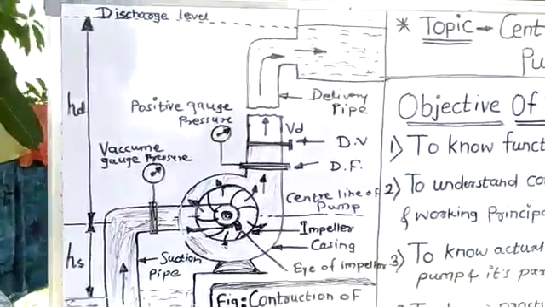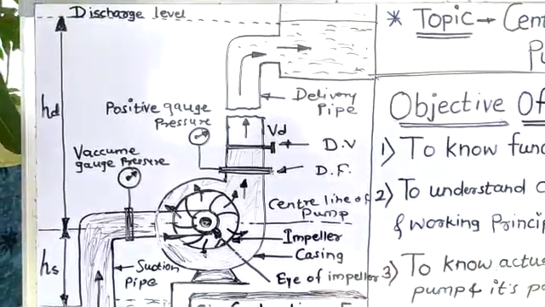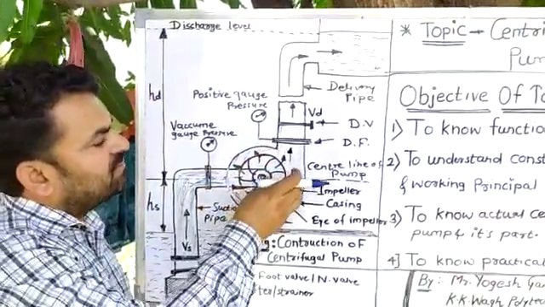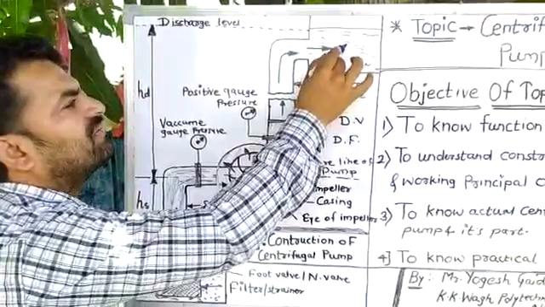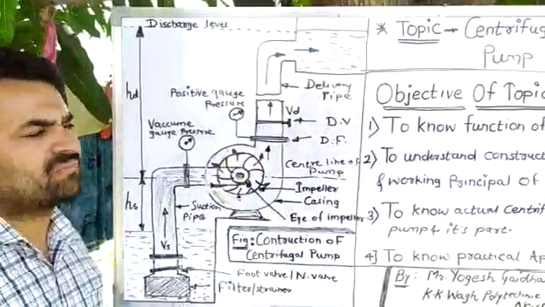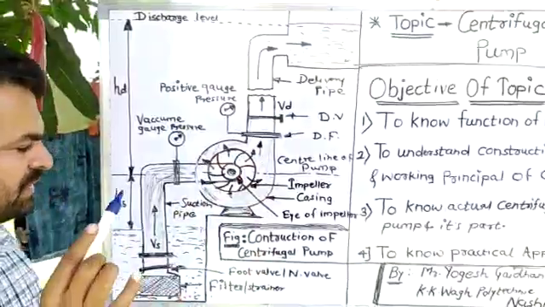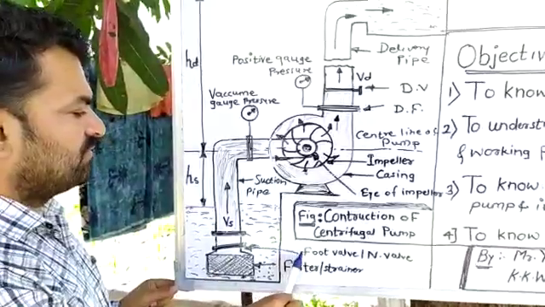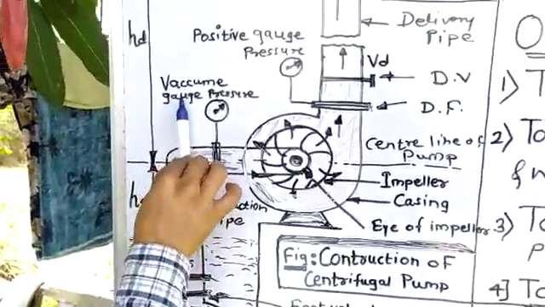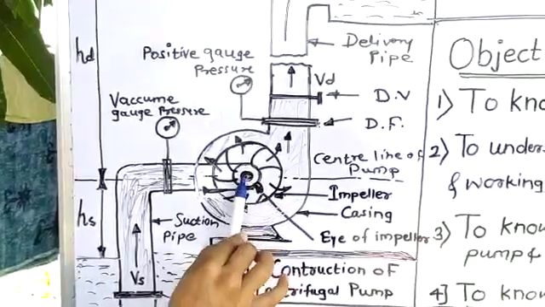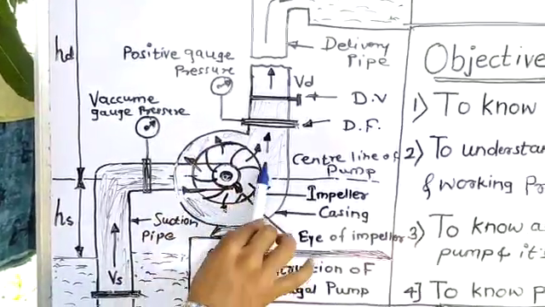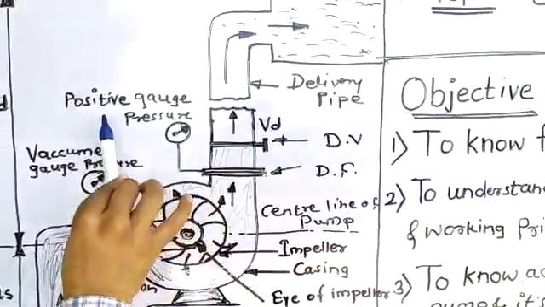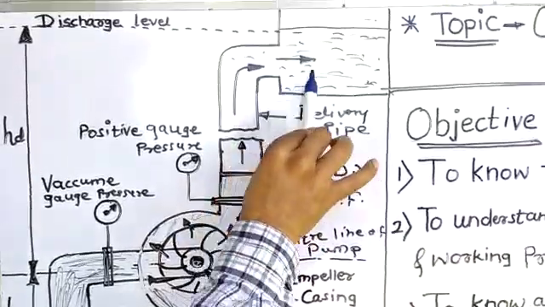So again we come to the function of the pump: to take the water from the lower level, pressurize it, and deliver it to the upper level, to the water tank. This is the main function of the pump, and this is the construction and working of the pump. Again we see the different parts of the pump: filter, then foot valve, suction pipe, vacuum pressure gauge, eye of the impeller, casing, flange, delivery valve, positive pressure gauge, delivery pipe, and this is a tank.